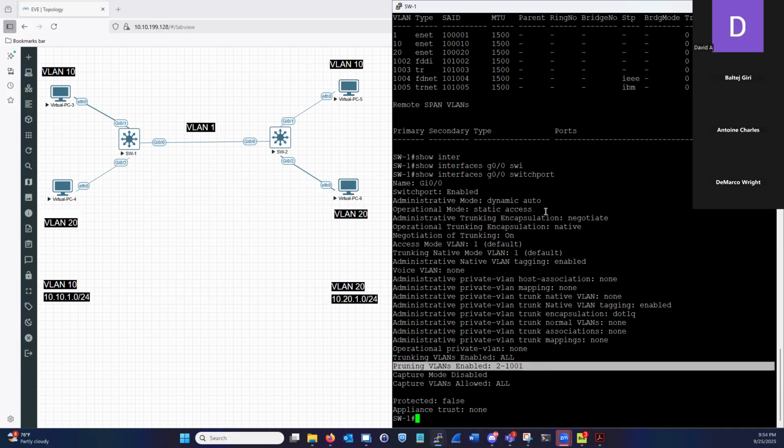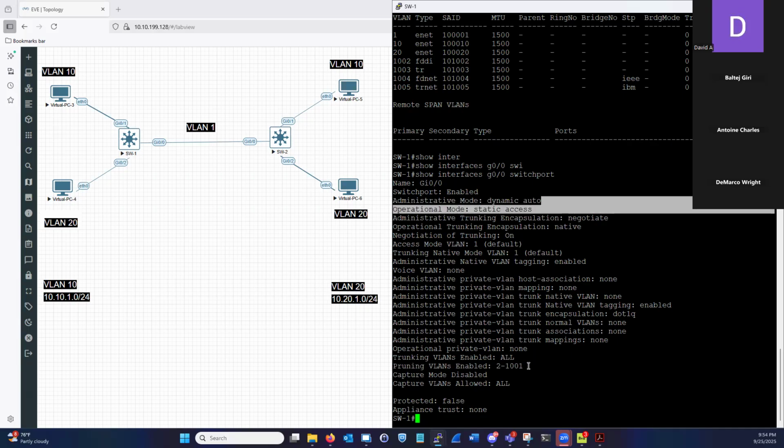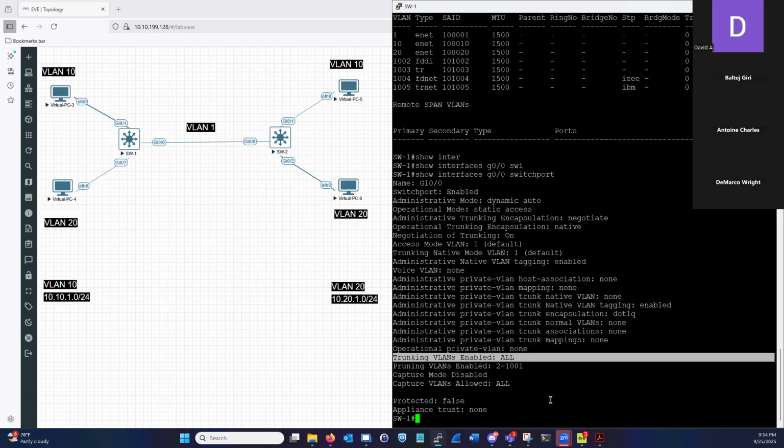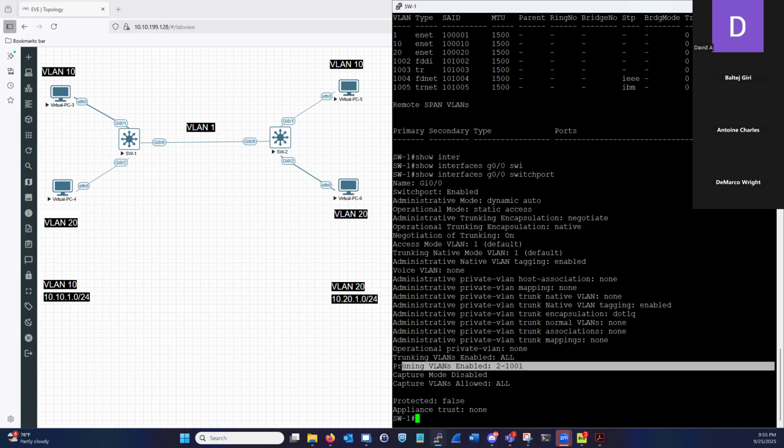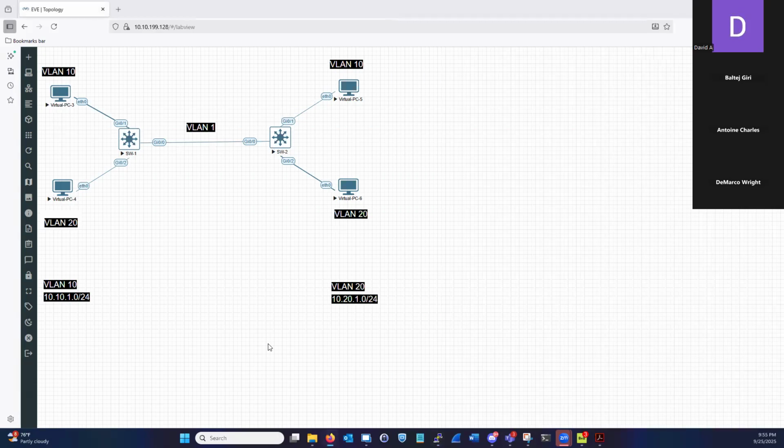So even though this is a static access port, the software is telling us it can handle trunking, but what is the software doing? It is pruning VLANs 2 through 1001. With that being said, DeMarco, asking you the question again, can PC3 communicate with PC5? No, it wouldn't be able to ping. Okay, communicate. Good.